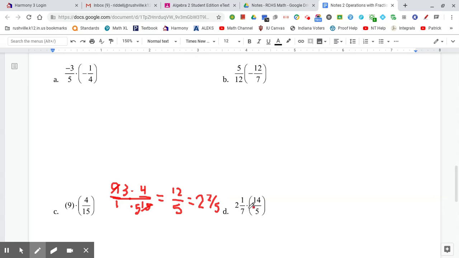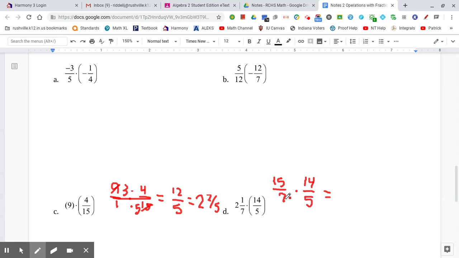For the next problem, I'm starting off with a mixed number times an improper fraction. So I need to turn my mixed number also into an improper fraction. So 2 times 7 will give me 14, plus 1 more will give me 15 over 7. So 2 and 1/7 is the same as 15 over 7. All right, now I have a positive times a positive, so I know my answer will also be positive. But now before I multiply, I'm going to try to simplify before I multiply.